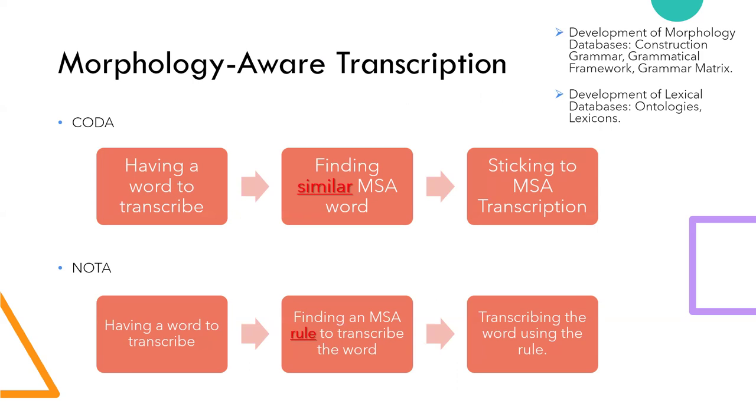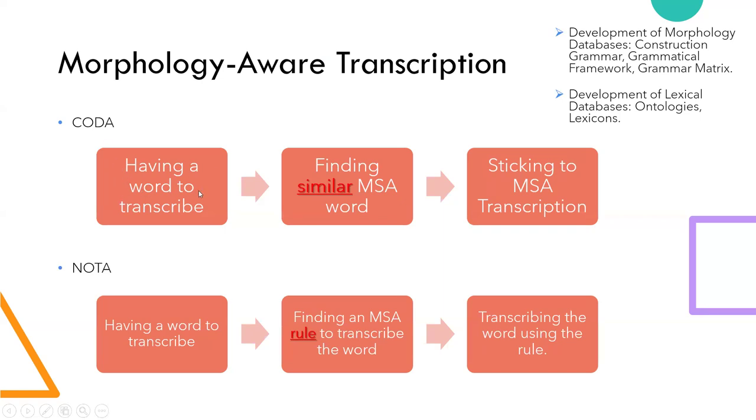The second and, I think, most important revision is the adoption of morphology-aware transcription. For example, to develop morphology databases, construction grammars, Grammatical Framework, grammar matrix, or to develop lexical databases like ontologies and lexicons. This is very important because without that, we find inconsistencies that will prevent us from doing such work. So let's explain what CODA does.